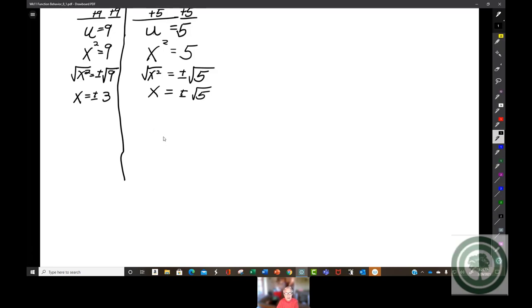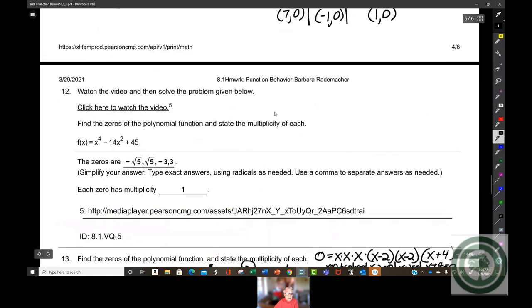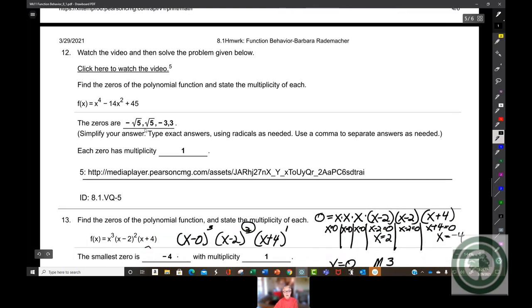Which means your zeros are going to be negative the square root of 5, the square root of 5, negative 3 and 3, and each one occurs once. Those are your four real zeros. Each one occurs once.